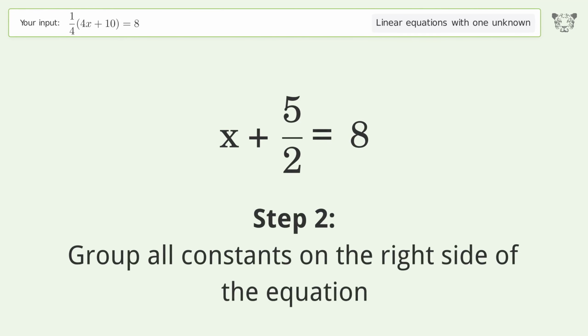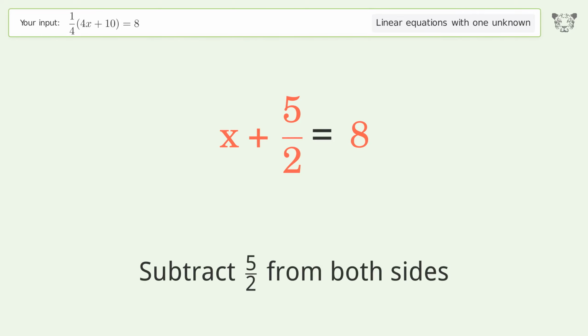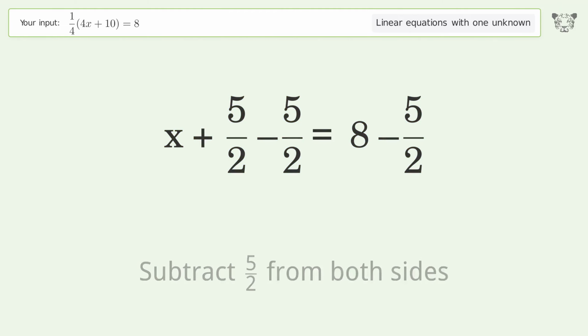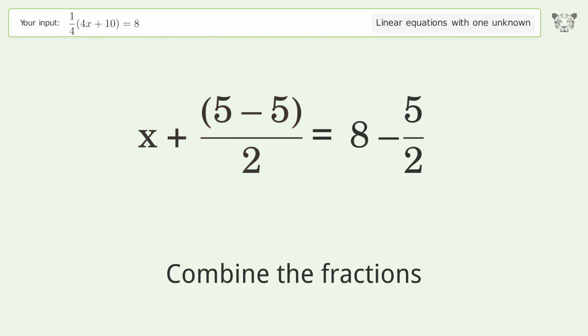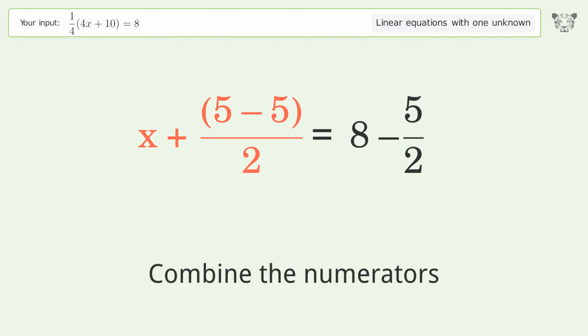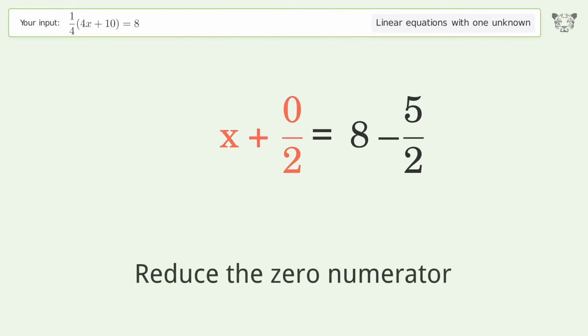Group all constants on the right side of the equation. Subtract 5/2 from both sides. Combine the fractions. Combine the numerators. Reduce the zero numerator.